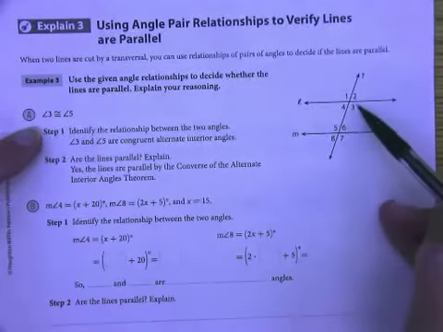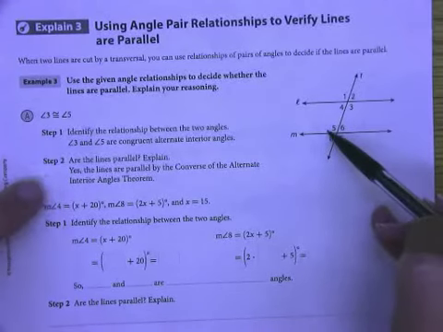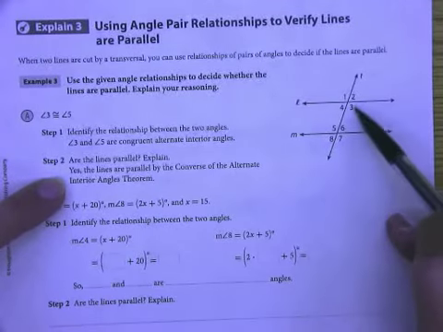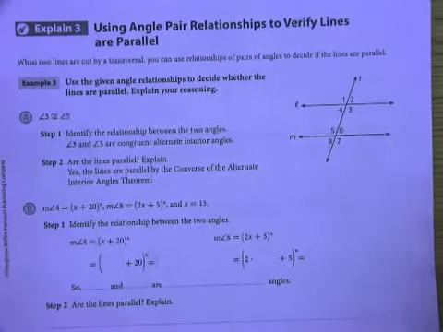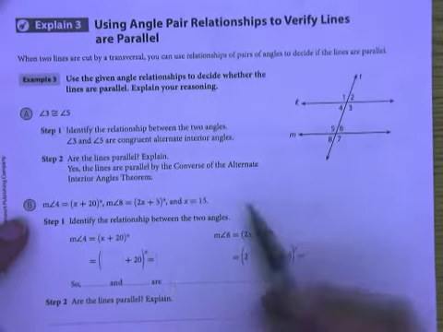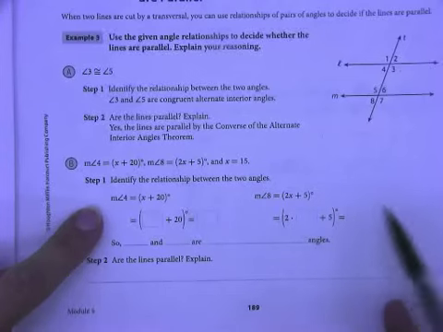In the next explain, we're talking about using those angle pair relationships to verify that lines are parallel, and you'll notice that there's some algebra involved here. So in the first example, part A, they talk us through it. They tell us that angle 3 is congruent to angle 5. So I look at the diagram, I notice that angles 3 and 5 are alternate interior angles. So, are the lines parallel? Yes, they're parallel because the converse of alternate interior angles theorem says if I have a pair of alternate interior angles that are congruent, then I have a pair of parallel lines.